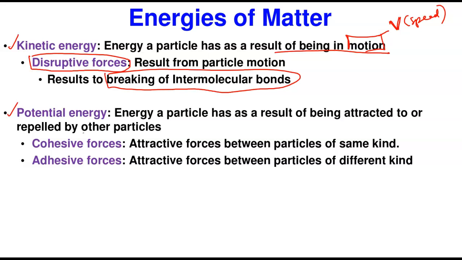Now, the second type of energy we'll be talking about here is potential energy. This is energy due to attraction or repulsion in a molecule. When molecules attract or repel themselves, that type of energy is called potential energy. Now it can be two types. Attractive force, it can be a cohesive force, like I said earlier. It's a force of attraction between particles of the same kind that will hold particles of the same kind together in that pure substance. Holding it together is a cohesive force.